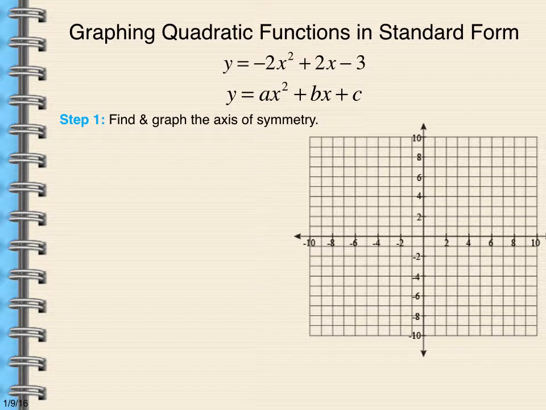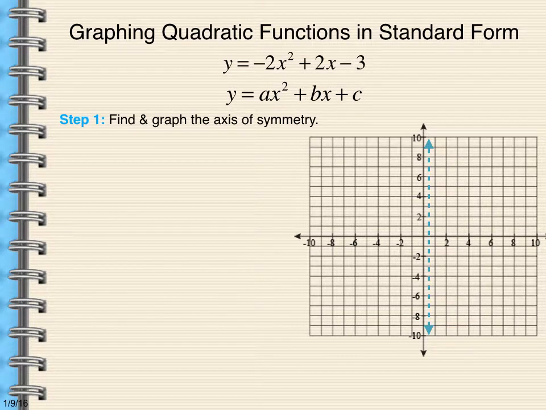And the formula, that is one of the few formulas that are really important to memorize, is x equals negative b over 2a. So we're going to do the opposite of b over 2 times a. And we're going to work that out to be x equals 1/2. That is a vertical line passing through the x-axis at 1/2. And that is my axis of symmetry of this parabola.